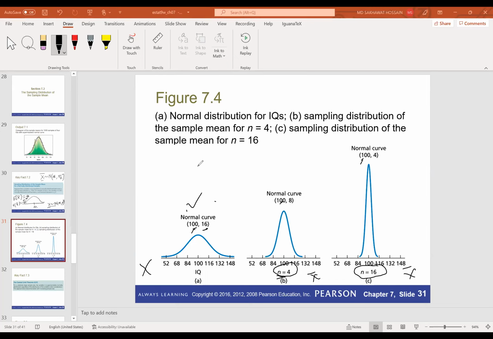So here the variance for the original one was 16. Then this variance is sigma square over n. So that means 16 over n is 4. So it is 4.